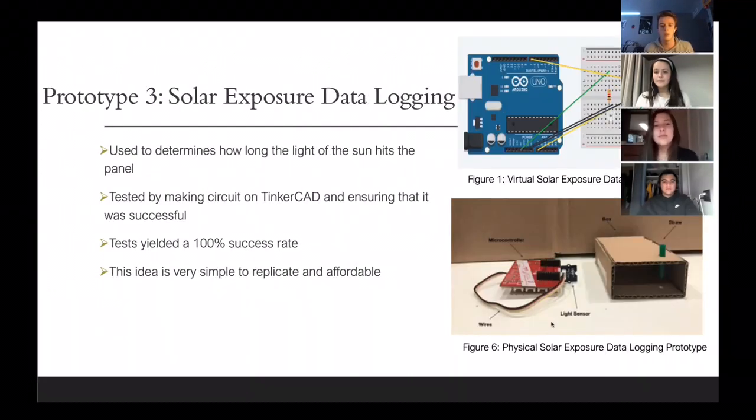Our third prototype was a solar exposure data logging system that would be used to determine how long the sun hits the solar panels and would be attached to the side of one of the solar panels. We tested it by making a circuit on Tinkercad, as seen in Figure 1, and ensuring that it was successful with the inputs of light and the output of a time. The test yielded a 100% success rate, and upon further consideration, the idea is very simple to replicate and affordable, as well as being simple to teach.